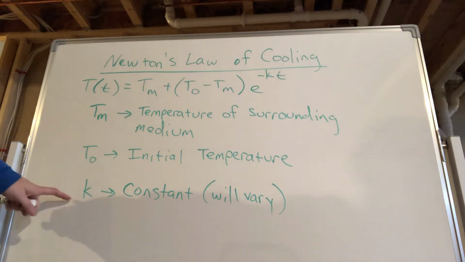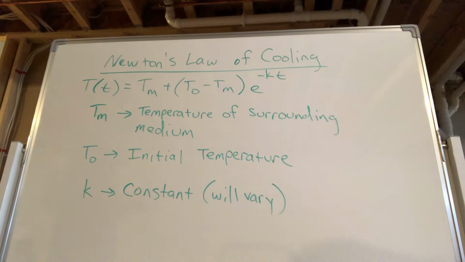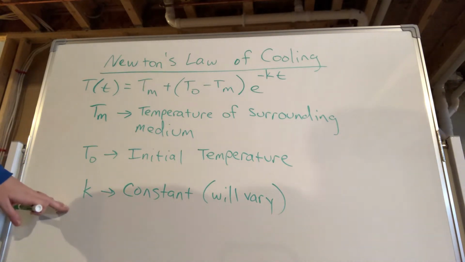And then k is just going to be some constant. This is what a lot of people struggle with. k is a constant that varies depending on what you're dealing with. So if you think about it, an egg is going to cool differently than a dead body would, or a dead body is going to cool differently than, let's say, hot coffee, that kind of thing. So depending on what you have, that's what's going to vary. And most of the time, you're going to have to find that k.